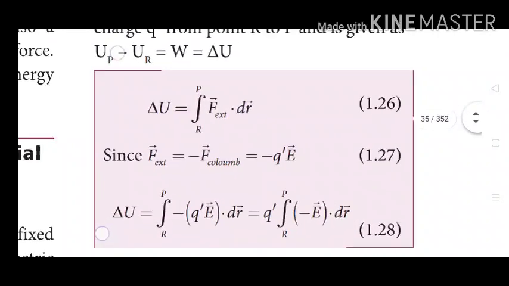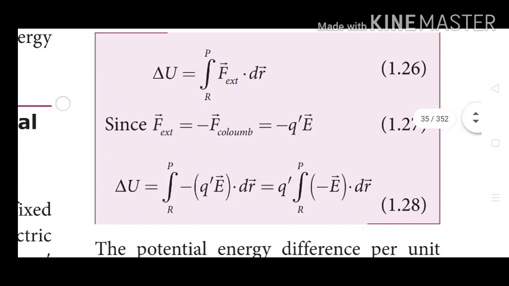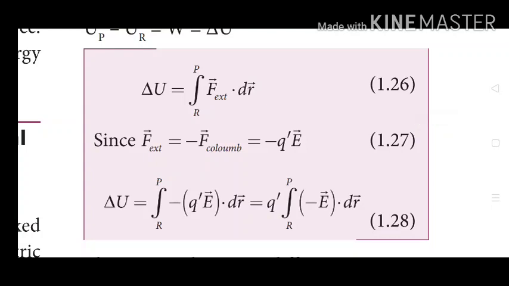Since F external is equal to minus F Coulomb, which is equal to minus Q dash into E vector, finally we get equation 1.28. That means the electrostatic potential energy difference is the integration from R to P of Q dash E vector minus into dr vector. Children, why do we have to use integration here? Because it is a continuous process, so we use integration from mathematics.